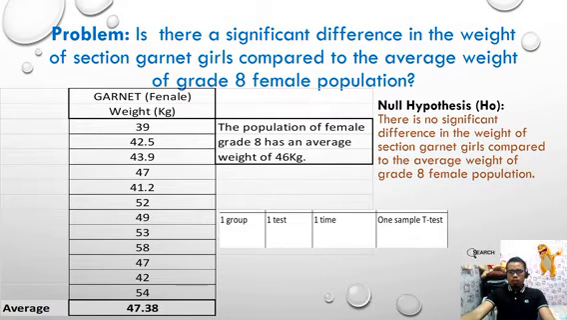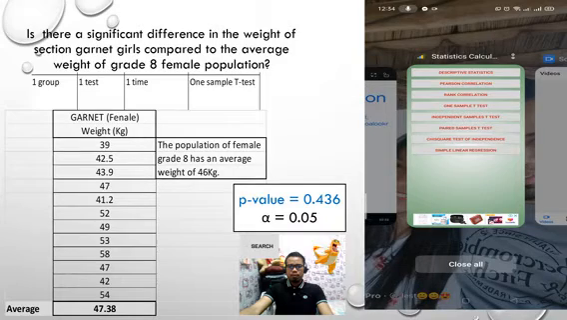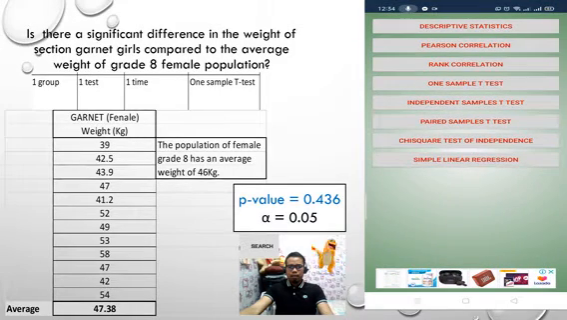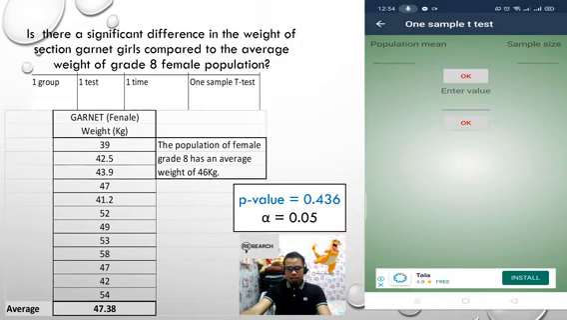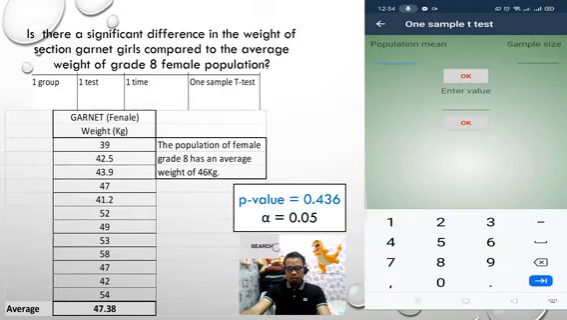So to compute that using the statistics calculator, let's start. That is one sample t-test. The population mean is 46 kilograms. So key in 46. And how many sample size do we have? We have 12 sample size. Click OK.